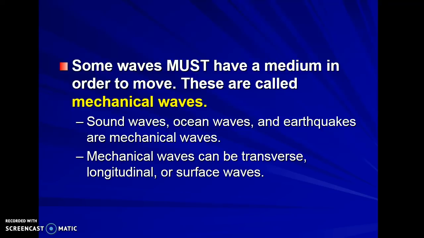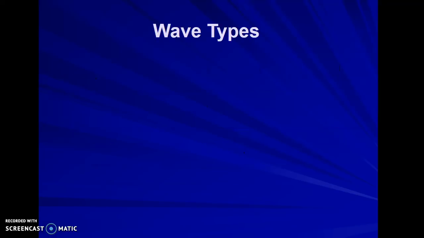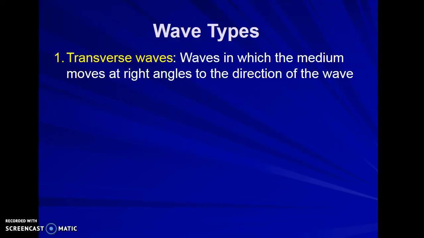Mechanical waves can be transverse waves, longitudinal waves, or surface waves. And we're going to go through those 3 different types of waves now together. So there's 3 types of waves: transverse, longitudinal, and surface.